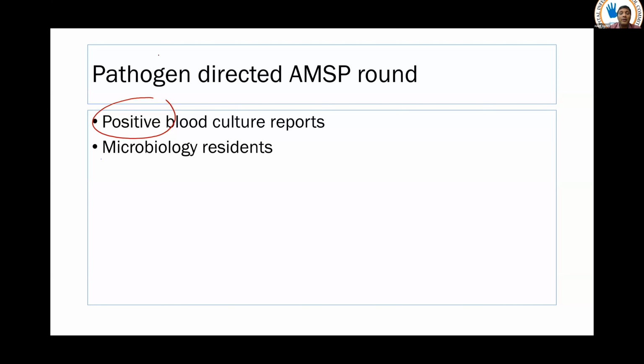Always, a pathogen-directed AMSP round should accompany your culture report. Sending the report to the clinician is not equal to the clinician reading the report. Don't consider that sending the report is equal to the clinician reading it. If you club this activity with a pathogen-directed AMSP round, that will enable the clinician to act on your report. So this is all about the session.